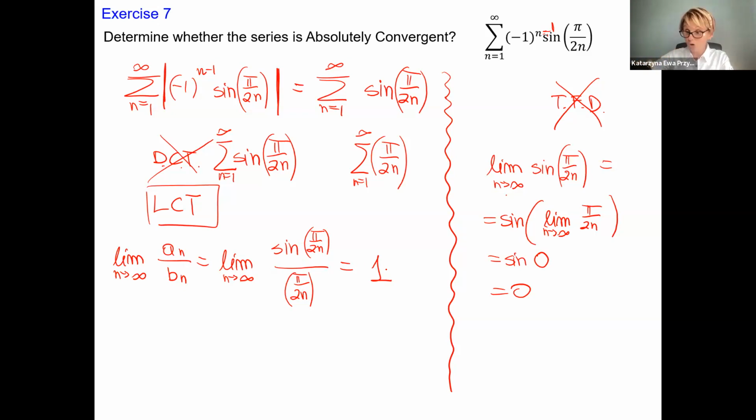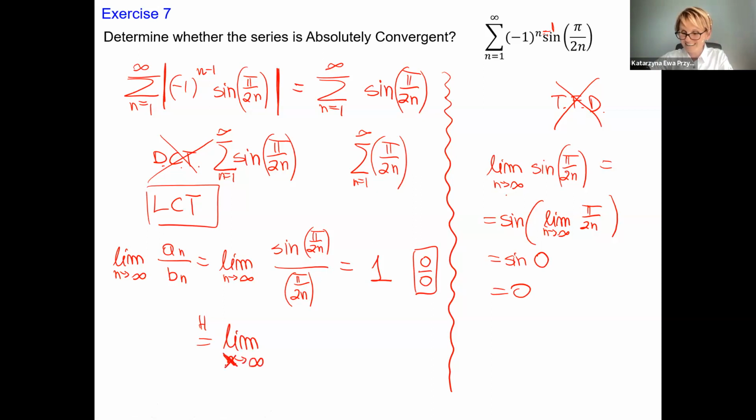Do you remember? Or if you would like to be more careful, why is sine of 0 over 0 also 0? Because this is the same, pi over 2n, pi over 2n. That means in general, I can say it is 0 over 0. Then we may use the L'Hopital rule. Let's do it really quickly.